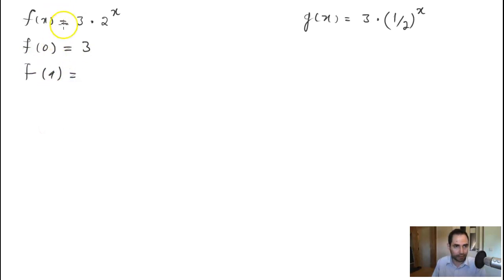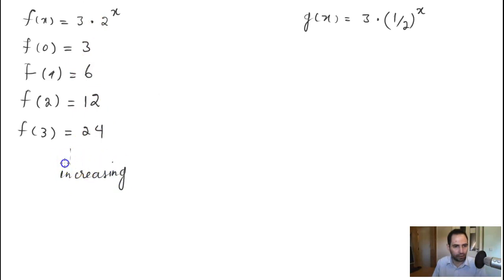F of 1 is 2 raised to the power 1, which is 2, and 2 times 3 is equal to 6. F of 2 is equal to 2 squared, which is 4, and 4 times 3 is equal to 12. F of 3 is equal to 2 cubed, which is 8, and 8 times 3 is 24. You can see that this is 3, 6, 12, and 24. So the function is increasing as I'm increasing my inputs.